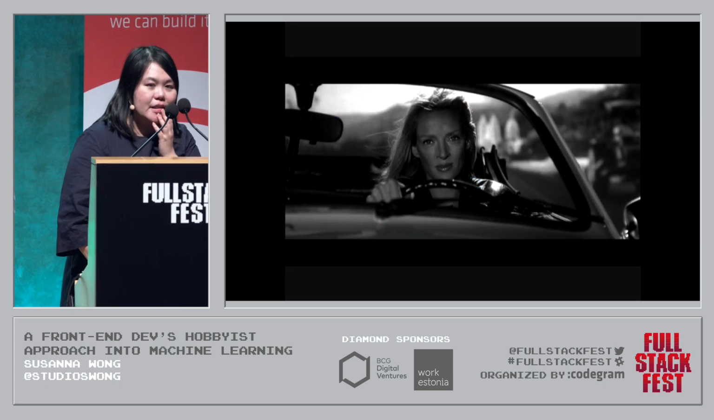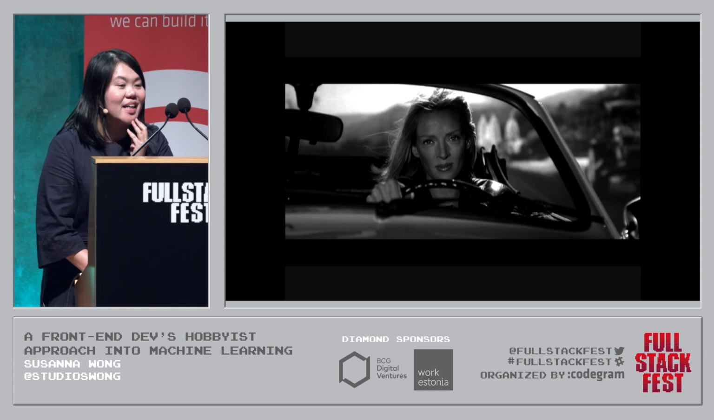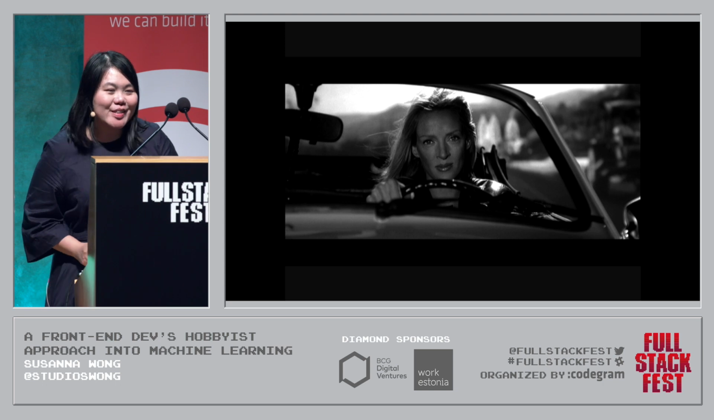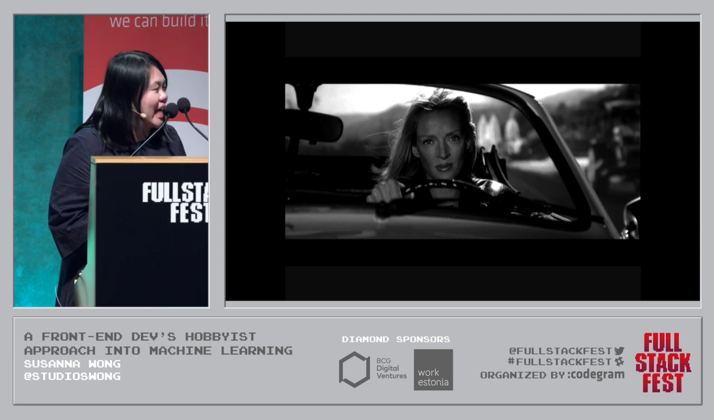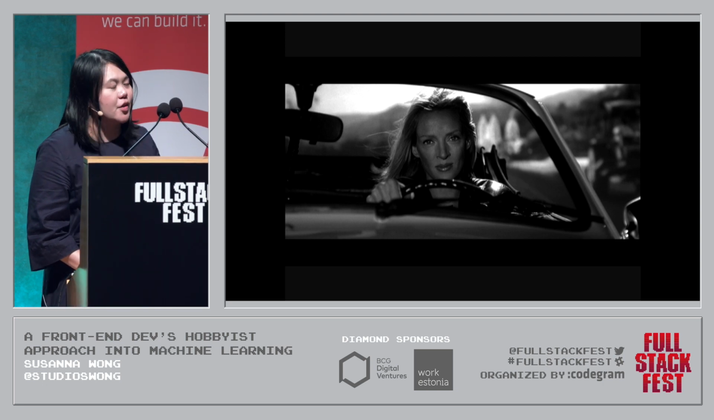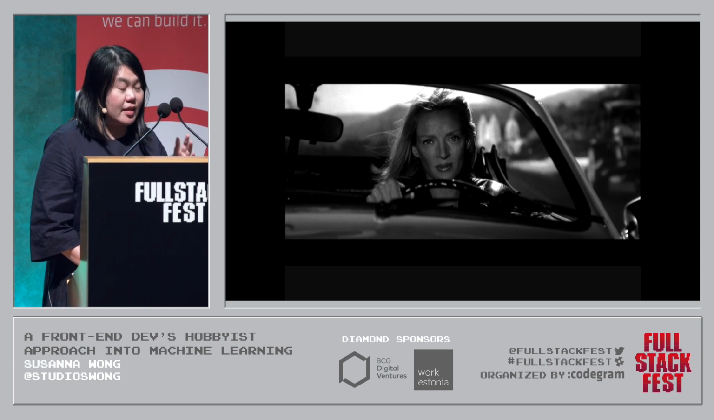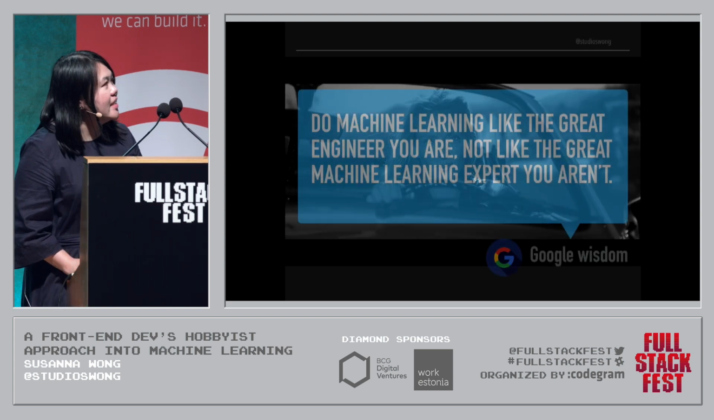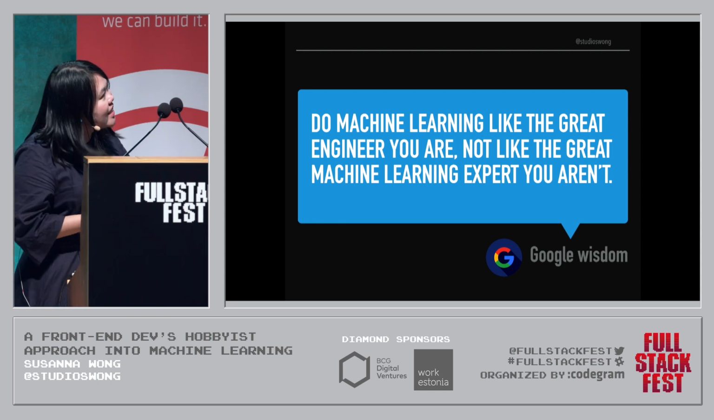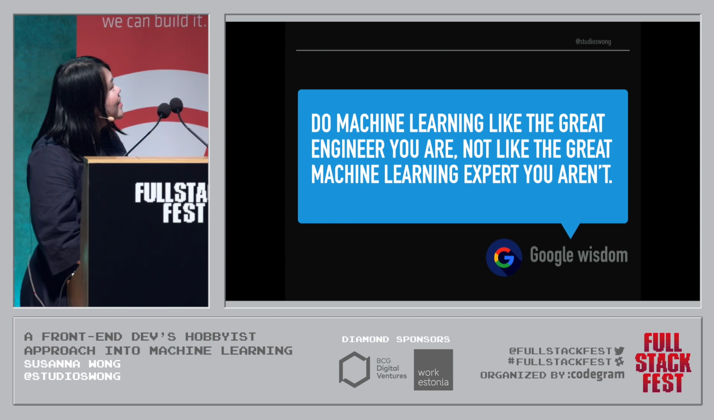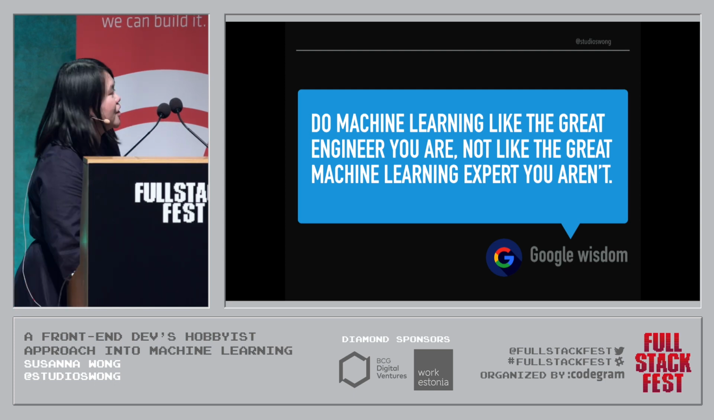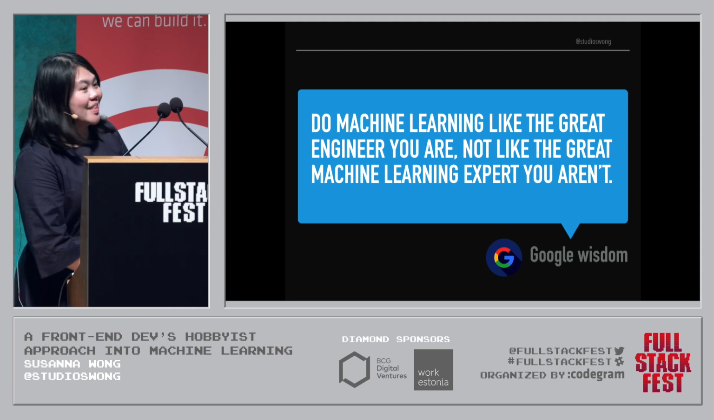This is pretty much what I have, and I would love to end with this slide. This is my favorite scene from the movie when Uma Thurman is going out to get her revenge. Now, once you know the basics, you can just go out and create all these amazing features and things that you can do with machine learning. This is the quote I would love to end with: we are not scientists, but it doesn't mean that we cannot do machine learning. We should just do machine learning like the great engineer you are, not like the machine learning expert that you aren't.